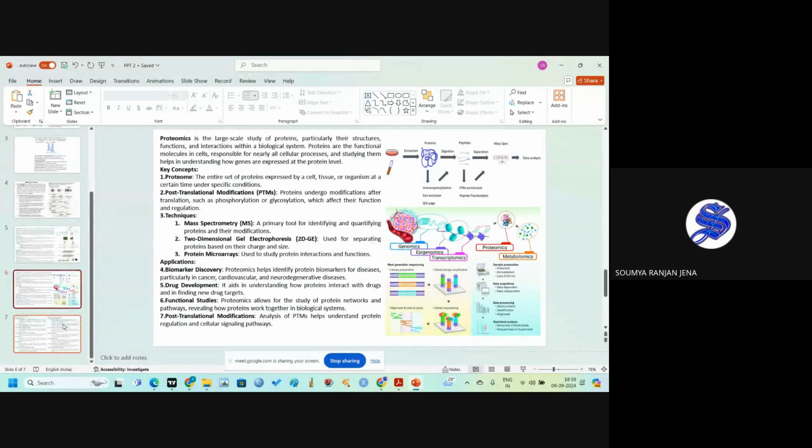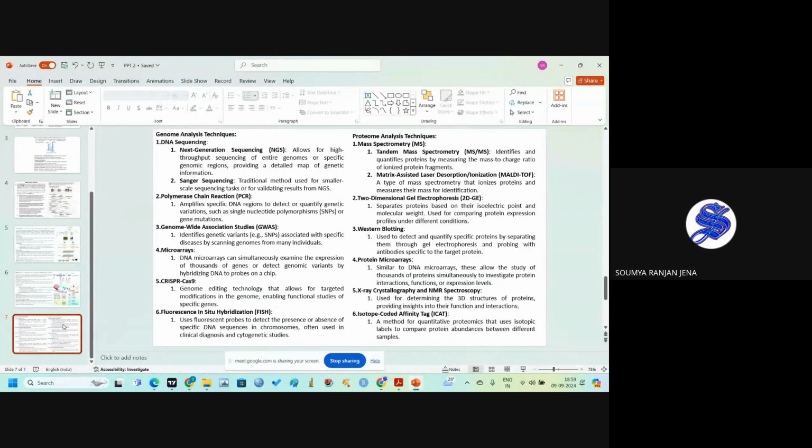Then if we go to the genome analysis techniques, how we analyze the genome. First is DNA sequencing. We can sequence all the DNA, like all the cell DNA or tissue DNA, by next generation sequencing, that is called NGS. It allows high throughput sequencing of entire genomes or specific genomic regions, thus providing a detailed map of genetic information.